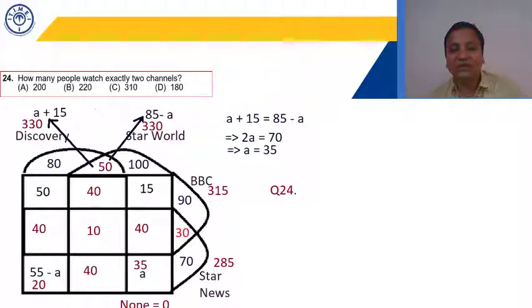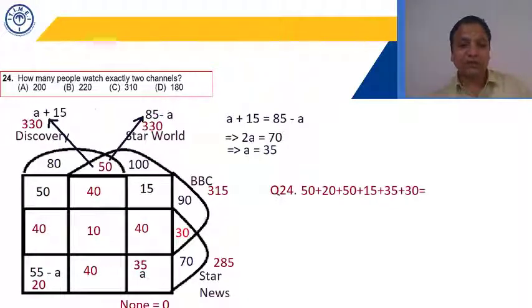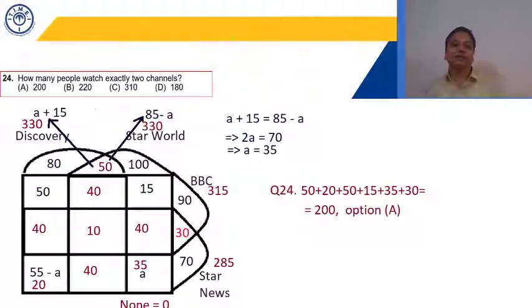How many people watch exactly 2 channels? Now there are 6 regions which represent exactly 2 channels. So the sum of all is 50 plus 20 plus 50 plus 15 plus 35 plus 30. 50 plus 20 is 70, plus 50 is 120. 15 plus 35 is again 50, 170, plus 30 is 200. That is option A. There are 6 regions which represent exactly 2.